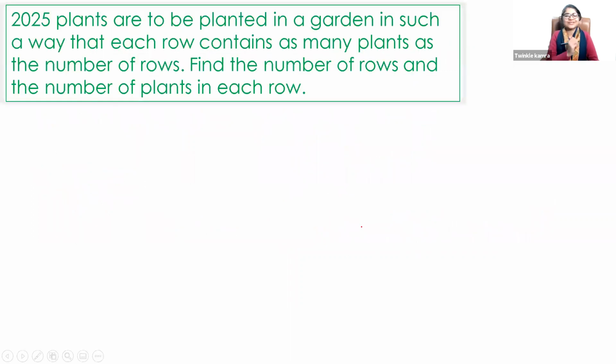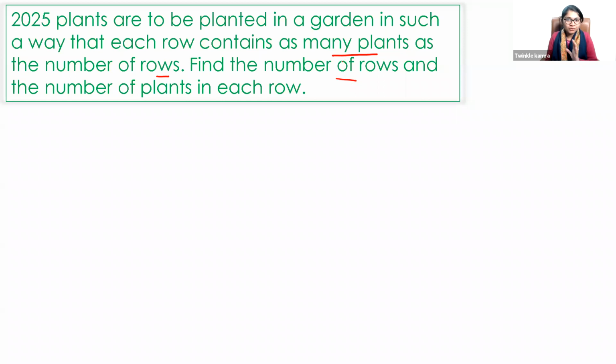And look at this last question. See, 2025 plants are to be planted in a garden. एक garden में आपको 2025 plants plant करने हैं in such a way that each row contains as many plants as number of rows. So number of plants in each row is equal to the number of rows. So what we have to find? The number of rows and the number of plants in each row.